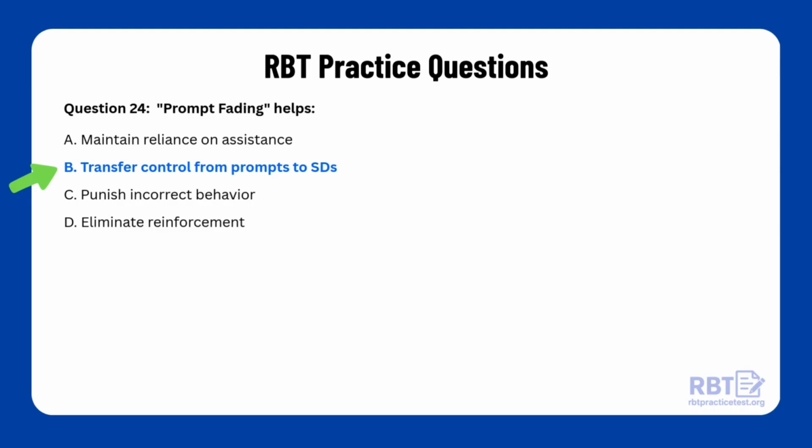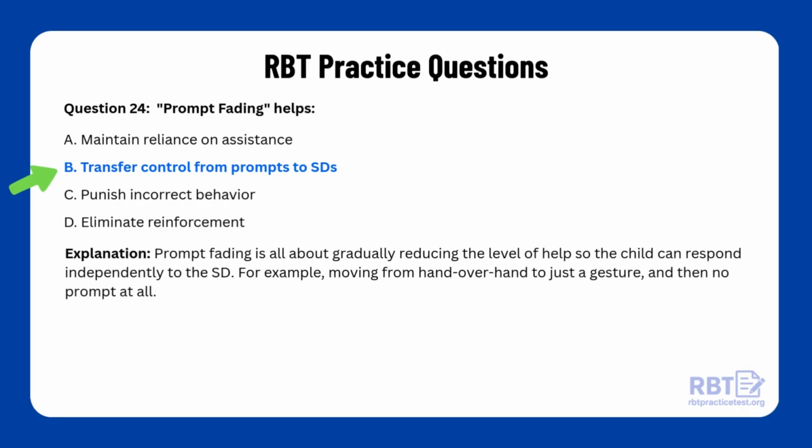Prompt fading is all about gradually reducing the level of help so the child can respond independently to the SD. For example, moving from hand over hand to just a gesture, and then no prompt at all.